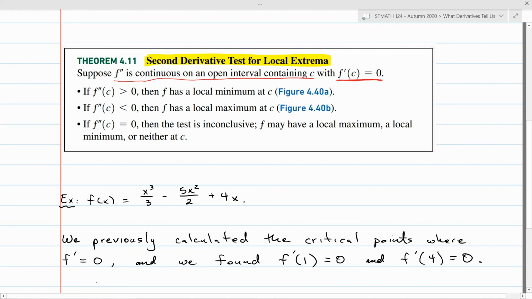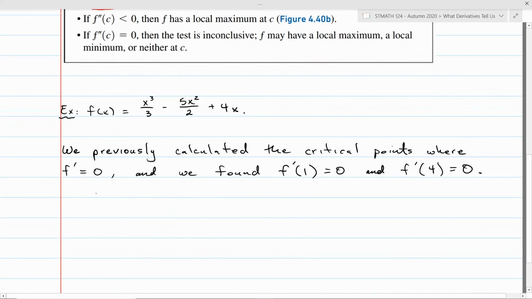The thing about this, though, is that all you have to do is plug C, your critical point, into the second derivative. You don't have to check the whole interval necessarily. Just checking it at that point is sufficient. So this gives you a way, instead of having to do a sign chart, you just have to plug one number, your critical point, into this function and then see if it's positive or negative. You don't have to look for a sign change or something like that.